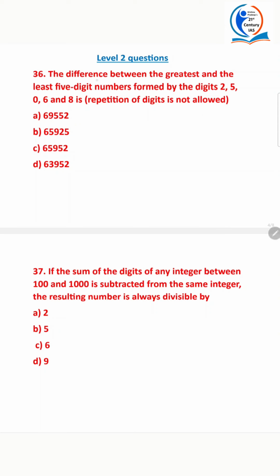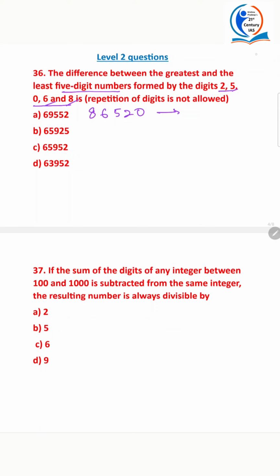Okay. The difference between the greatest and the least 5-digit numbers formed by the digits 2, 5, 0, 6 and 8. Repetition of digits is not allowed. Okay. Now, what is the greatest 5-digit number? It is simply writing these digits in the descending order. 8, 6, 5, 2, 0. This is the greatest 5-digit number that we can write.